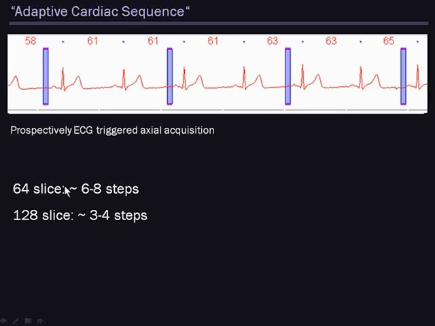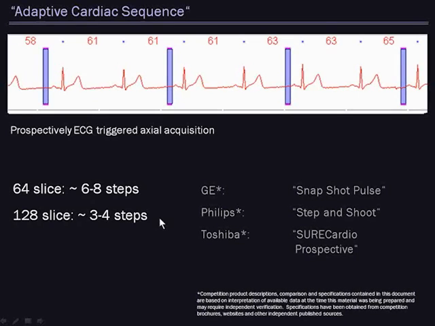Depending on the scanner that you have, it will take a certain number of cardiac cycles to cover the complete volume of the heart. With a 64-slice CT, it's about 6 to 8 steps, 6 to 8 cardiac cycles to acquire a full data set. With the 128-slice scanner, it's about 3 to 4 steps, 3 or 4 heart cycles to acquire a full data set of the heart.